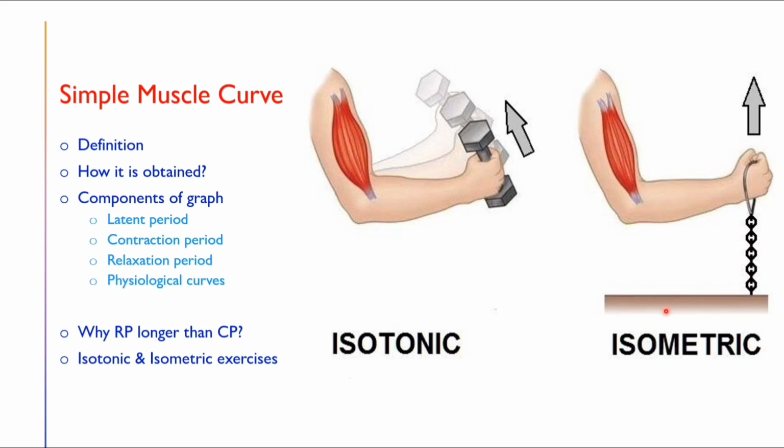Another example of isometric contraction is anti-gravity muscles. These muscles are contracting, but they are not causing movement of the body. They are just maintaining the posture of the body against gravity. In isotonic contraction, because the movement of the limb is there, external work is done, so heat production is less. While in isometric contraction, because the movement of the limb is not there and the muscle is not shortening, heat production is more. So these are the differences between isotonic and isometric exercises.